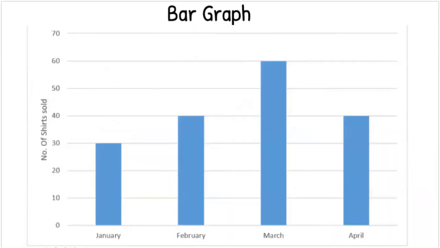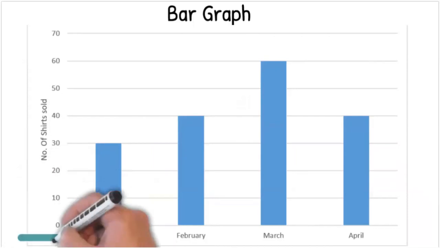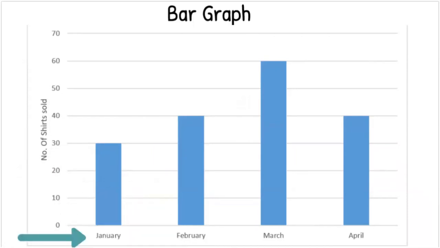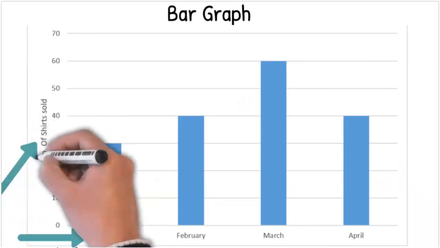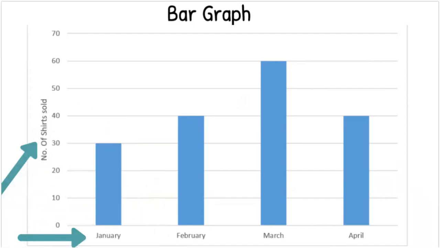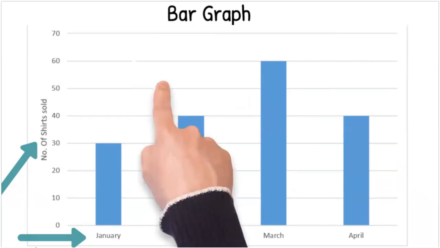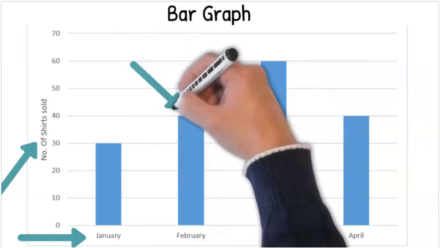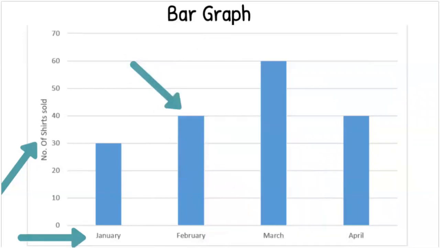In the bar graph, you can see the 4 months are written here at the bottom. And for each month, a column or a bar is drawn. On the left side, the number of t-shirts sold is given. As you keep increasing the height of the bar, the number of t-shirts sold will also keep increasing. For example, since the number of t-shirts sold in February are 40, the bar is drawn from 0 to 40 in the column having February. In this way, we can draw bar graphs.